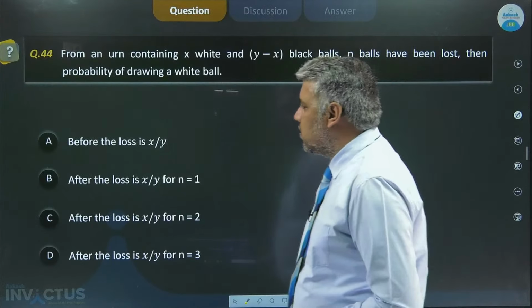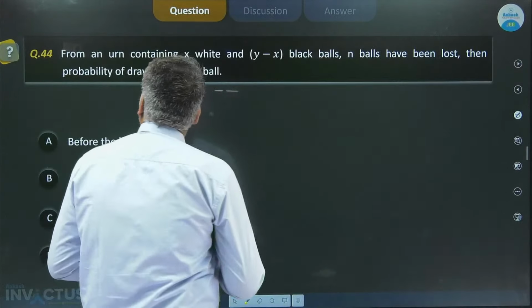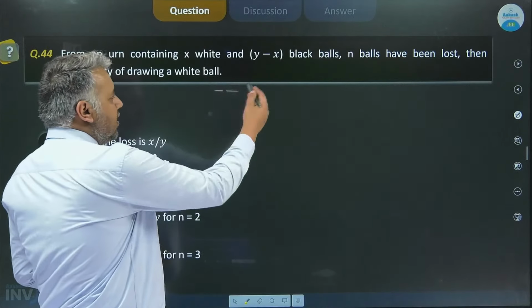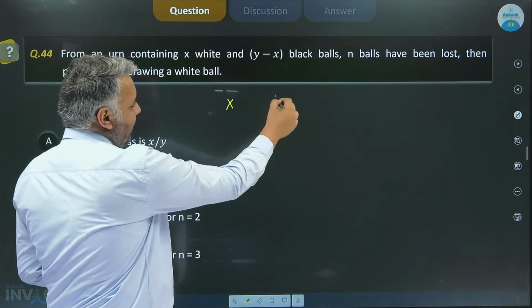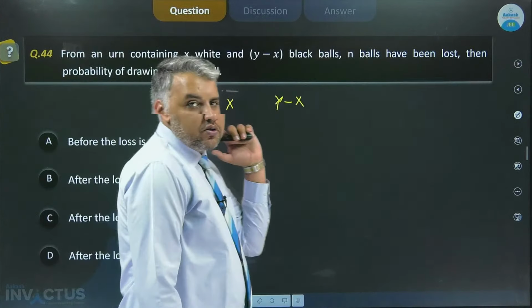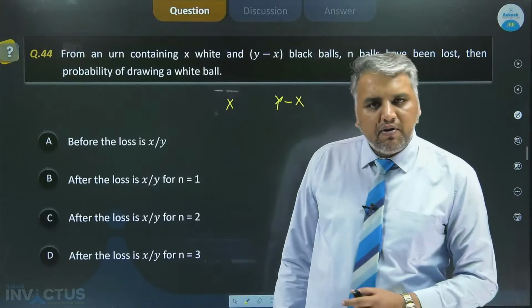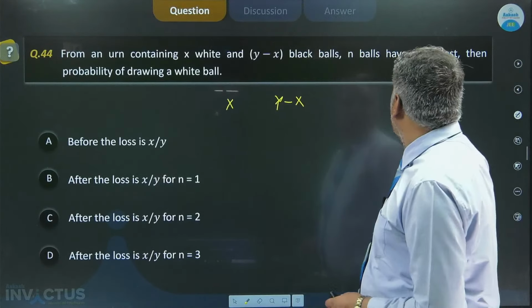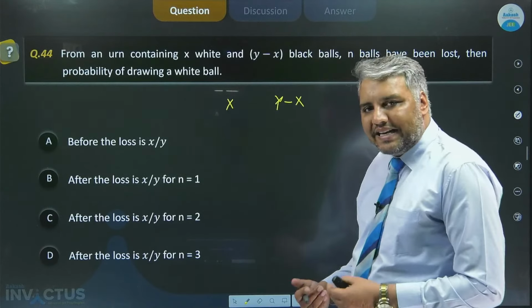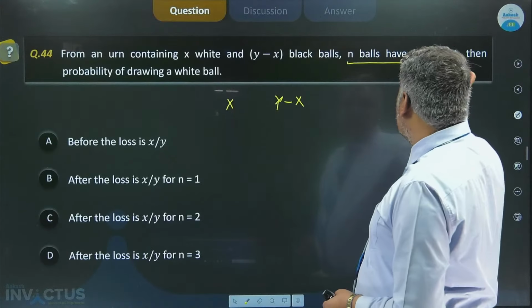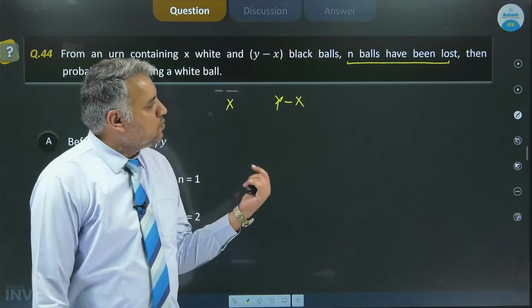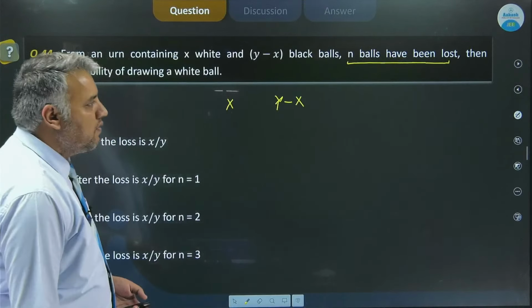In question number 44, they are saying that from an urn containing X white and Y minus X black balls, there are total Y balls. Out of this, X are white and Y minus X are black. So if N balls have been lost, we don't know whether white or black, but we know that N balls are lost. Then we have to find the probability of drawing a white ball. Until the final result of this statement is given, the probability will remain the same. Whether N is 2, 3, 4 or 5 or 0, the probability will not change.